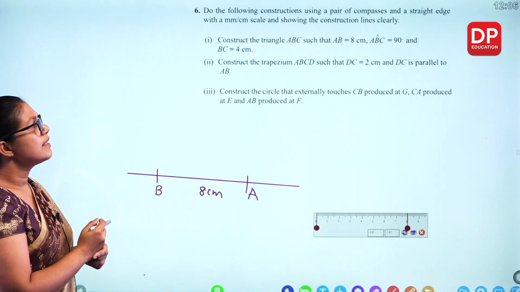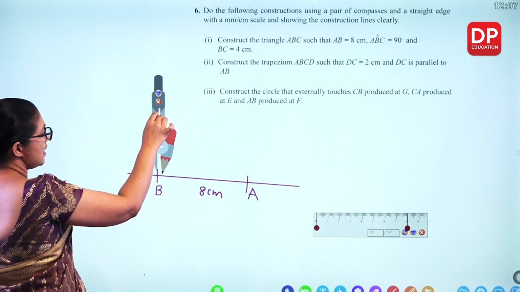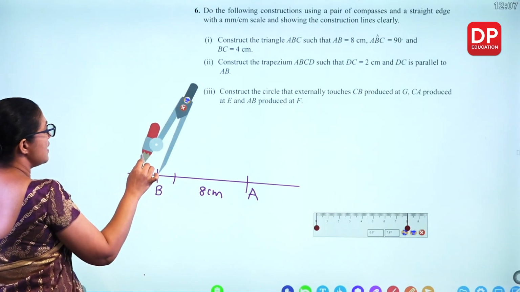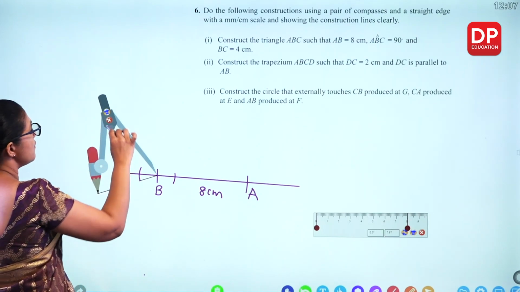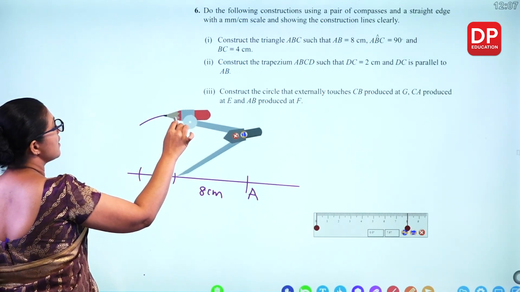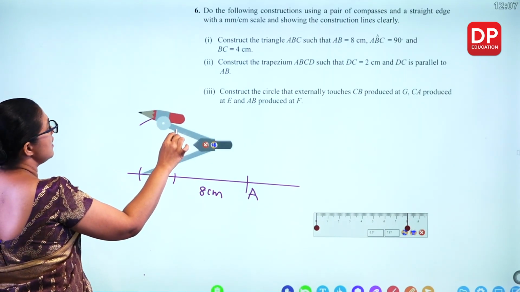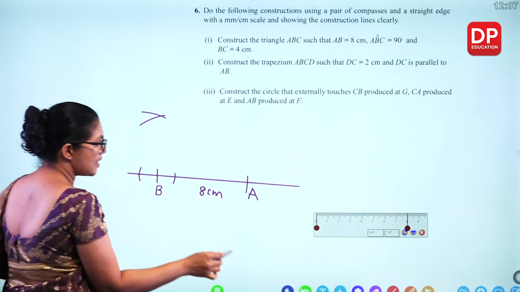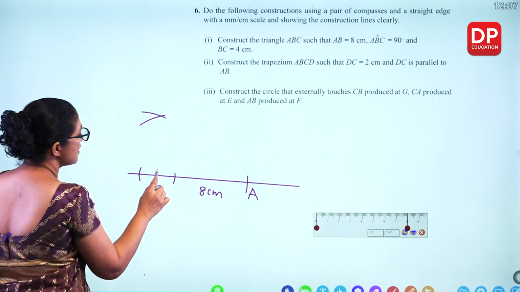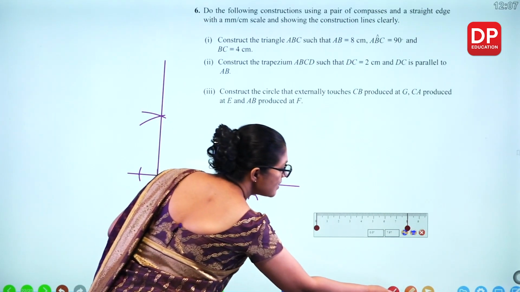Then angle B is 90 degrees. So we need to construct a 90-degree angle. How do we do that? Keep the compass on top of point B. Draw an arc to this side and to this side. And take a different length. Keep on top of this point and draw the arc here. And keep on top of this point and draw the other arc. So the intersecting point, this one with B, we connect with a ruler. That's a 90-degree angle.